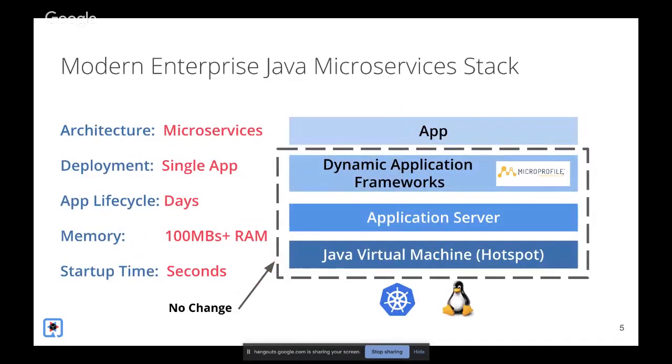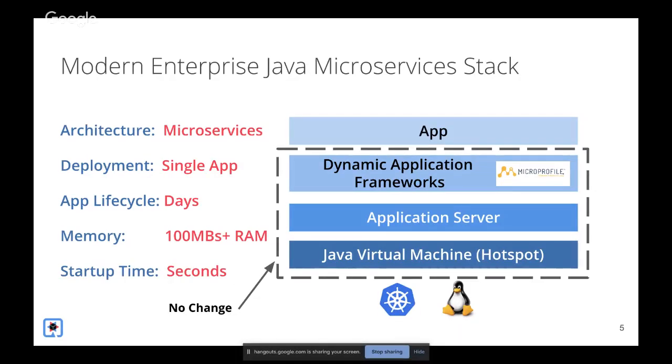Now, what's interesting is if we think about the modern enterprise Java microservices stack, really what we do is we take the same philosophy that we've had, in many cases the same frameworks that we've had over the last 15 years or so, and we just apply them towards microservices. So instead of deploying multiple apps on top of a JVM, we just deploy a single app, leveraging again many of the same frameworks.